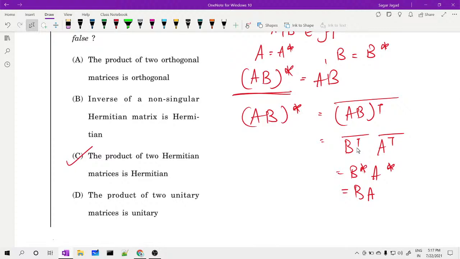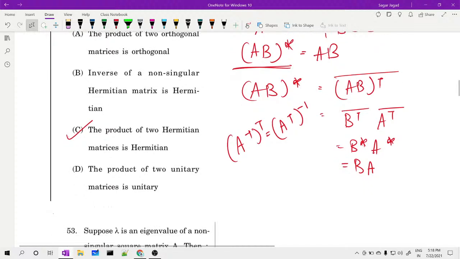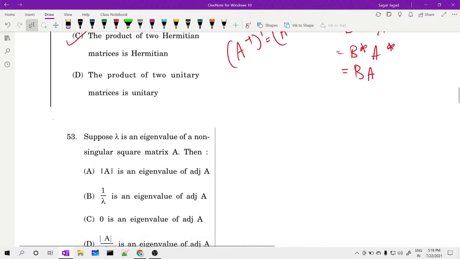And my dear friends, you can also verify that the rest of the statements are true. If you take a product of two orthogonal matrices, yes, it is an orthogonal matrix. If you take an inverse of an orthogonal matrix, yes, it is, because we have the property that A inverse and transpose could be interchanged. By using that property, you can prove the B also, and the product of two unitary matrices is always a unitary matrix. That is also a good result. So C is the correct choice, which is a false statement.